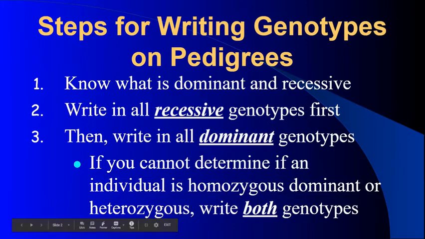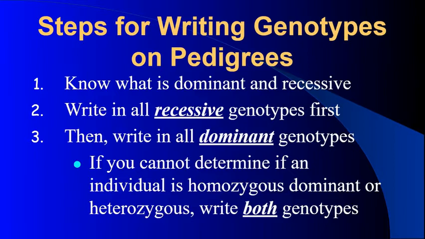There are certain steps to follow when writing genotypes on pedigrees. First, you need to know what is dominant and what is recessive. Then, you'll write in all the recessive genotypes first, because for recessive, an individual has to have 2 little letters. Once you have all the recessive individuals assigned, then you'll go back and write in all the dominant genotypes.